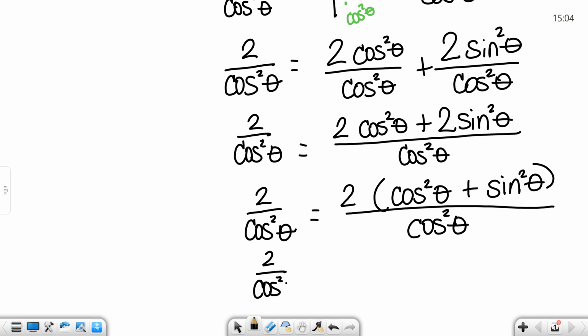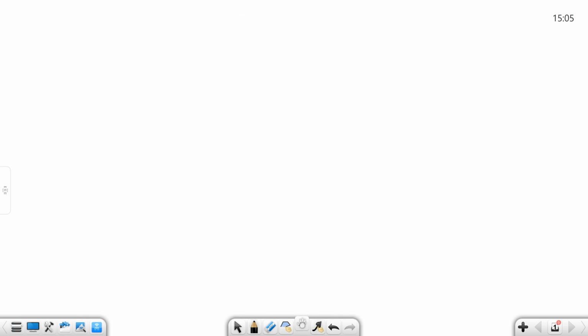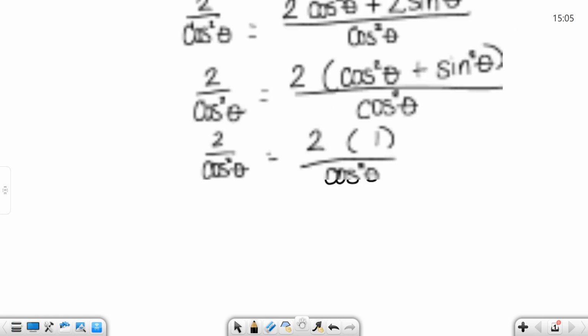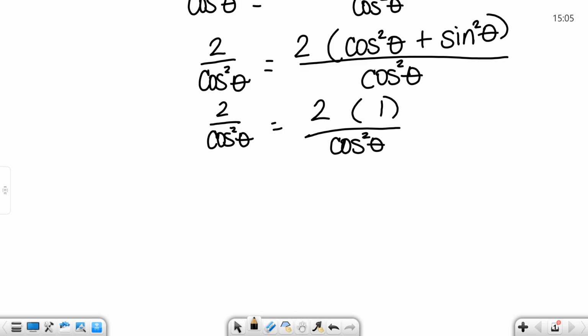So this left-hand side comes down again. This is 2 times 1 over cosine squared theta. Sorry about that, that just really went far. Okay, so my left-hand side comes down again, and 2 times the 1. Now my left side equals the right side. So I am finished verifying.